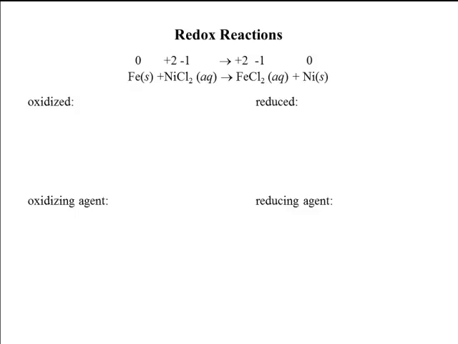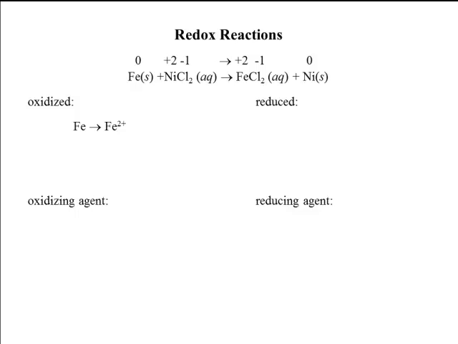All right, next, I need to identify what's being oxidized. Well, remember, oxidized means we're going to a more positive value. So which of those elements in the reactants are going to a more positive value on the product side? Well, that's the iron to iron 2 plus. Iron on the reactant side, 0. Iron 2 plus, positive 2. We've gone to a more positive oxidation number. Okay, so that's what's being oxidized.